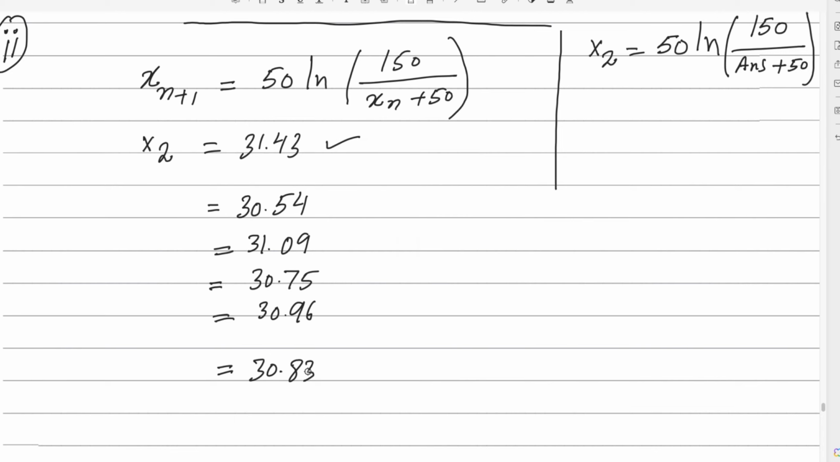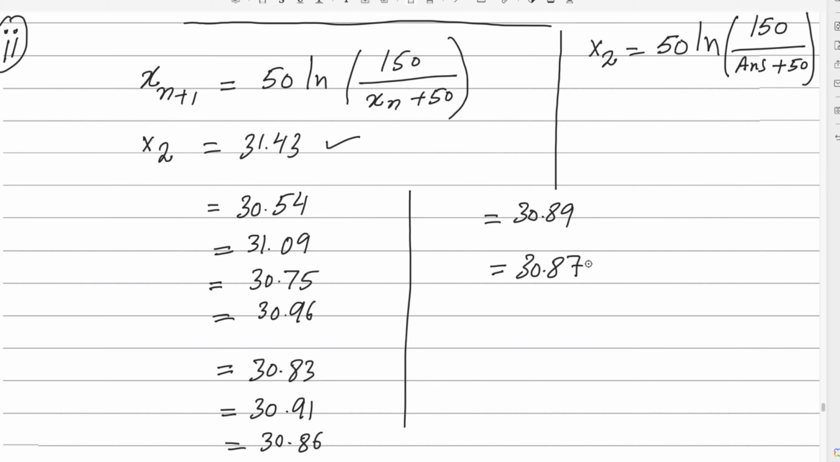The next one is 30.91. The next one is 30.86. The next one is 30.89. The next one, 30.87. The next, you know what I'm doing? After doing so, you keep pressing equal again and again, you will get these answers.